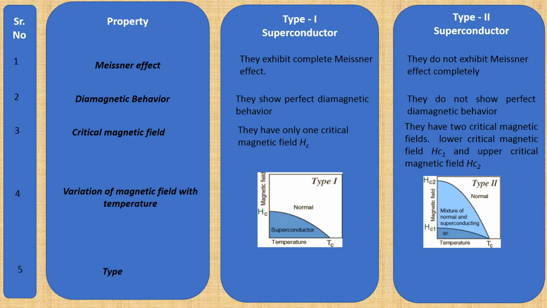Next point is the type. A type 1 superconductor is also known as a soft superconductor, and a type 2 superconductor is also known as a hard superconductor.